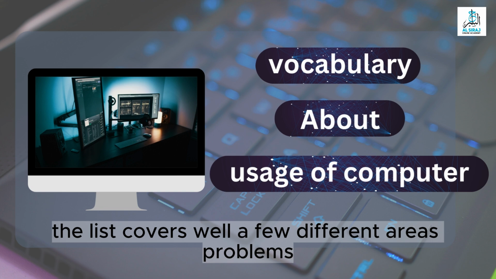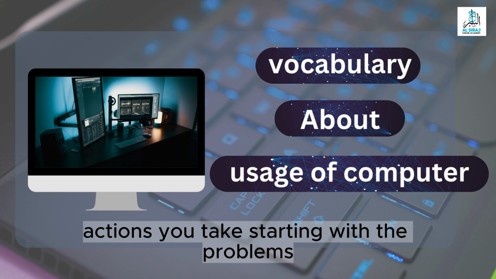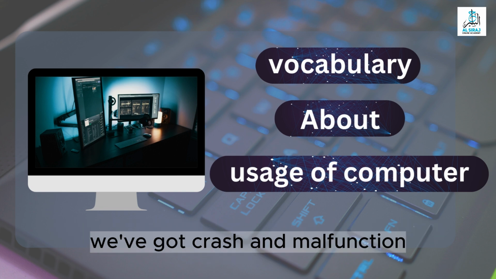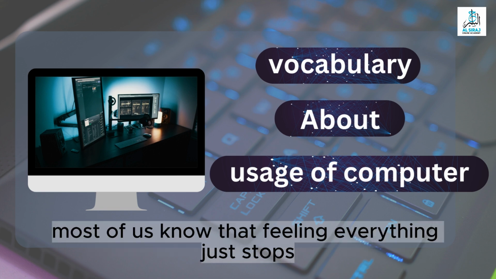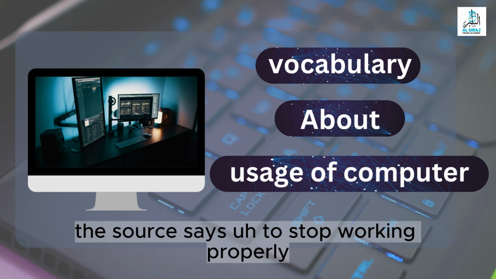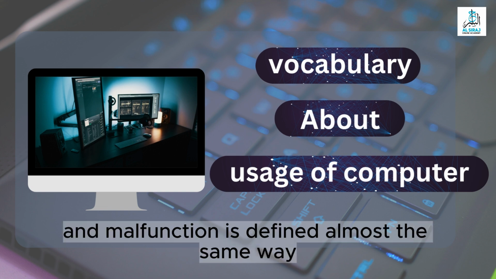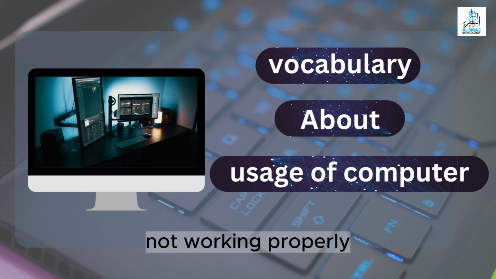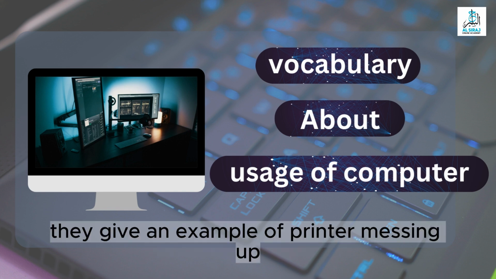The list covers a few different areas. Problems, actions you take. Starting with the problems, we've got crash and malfunction. Now, crash. Most of us know that feeling. Everything just stops. The source says to stop working properly. Simple enough. And malfunction is defined almost the same way, not working properly. They give an example of a printer messing up.